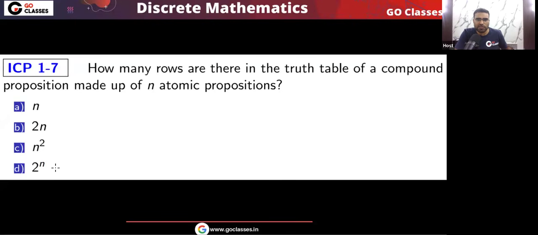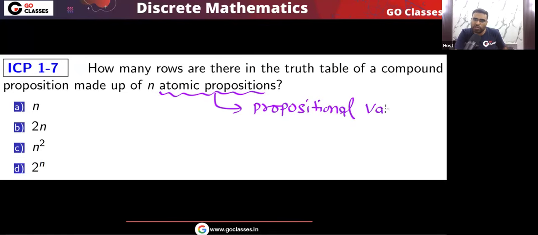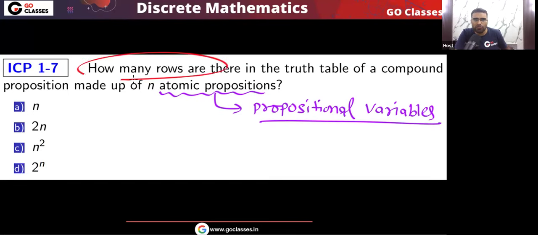Very simple. Now, tell me the answer for this question. How many rows are there in the truth table of a compound proposition made up of n atomic propositions? I told you what an atomic proposition is: a propositional variable. If you have n propositional variables, then the number of rows will be 2 power n. The answer will be option D, and this is very easy to prove.